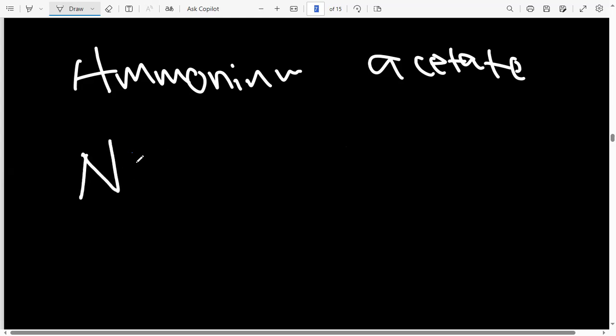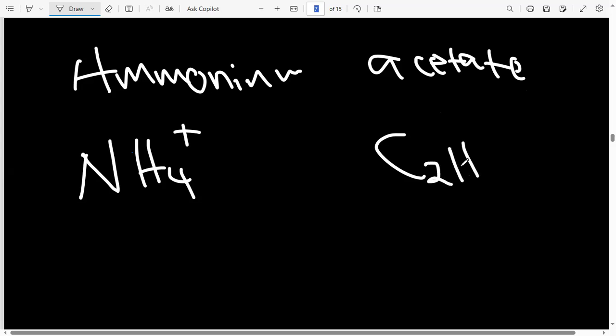The ammonium radical is given by NH4, with a plus charge. And the acetate radical is given by C2H3O2, with a minus charge. So this is what we call the acetate radical, and this is the ammonium radical, one of the rarest radicals you can find because it has a positive charge. Most of the radicals are negative.